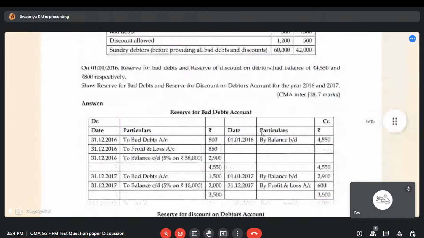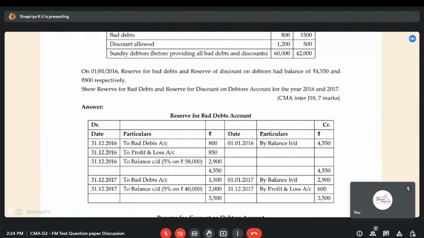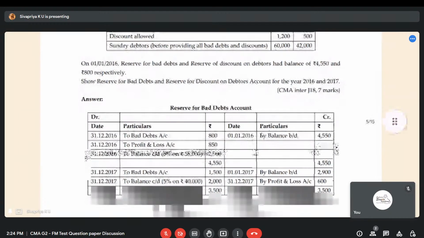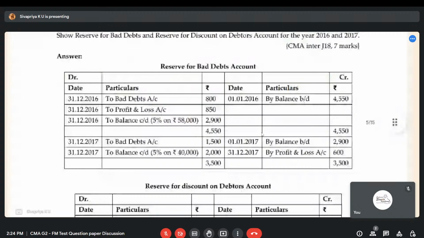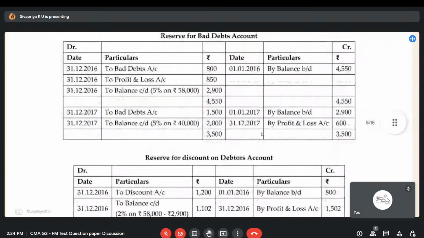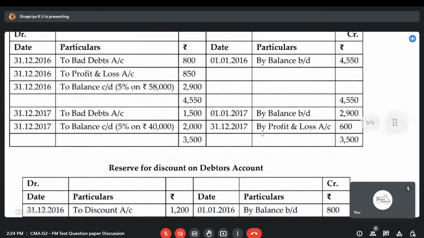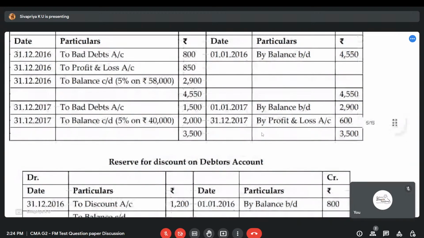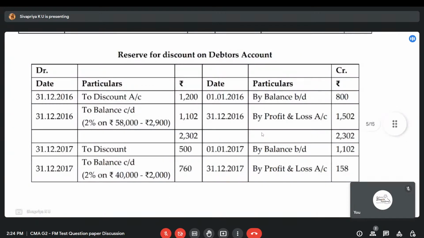Question number 2. Show the reserve for bad debts and reserve for discount on debtors. So reserve for bad debts by P&L account க்கு எவ்வளவு போகும் closing அப்படினா 600 and by balance carried on for the second year it is 2,000. Then reserve for discount on debtors. Balance carried out at the end of first year 1,102 and at the end of second year 760.